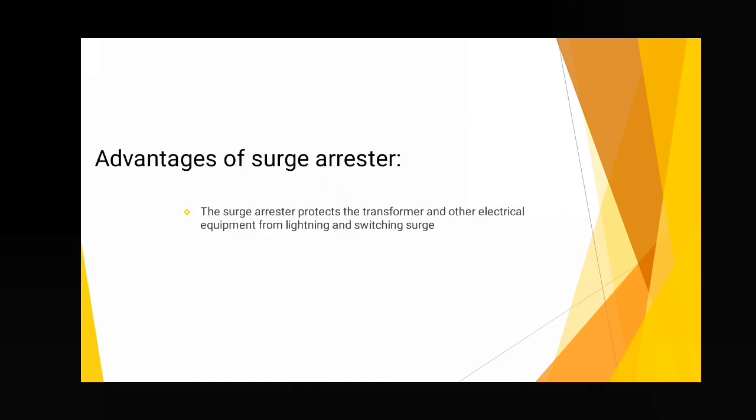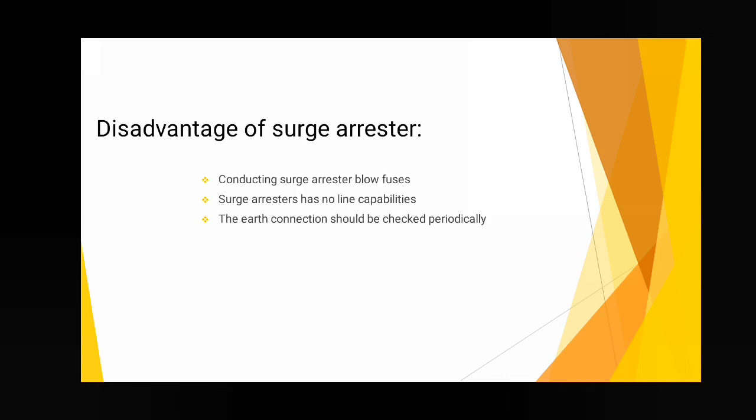Advantage of surge arrestor. The surge arrestor protects the transformer and every other electrical equipment from the lightning and switching surge. Disadvantage of surge arrestor. By connecting the surge arrestor to a power system, it can blow out a fuse. Surge arrestor has no line capabilities. One end of the surge arrestor is connected to the earth, which has to be checked periodically.